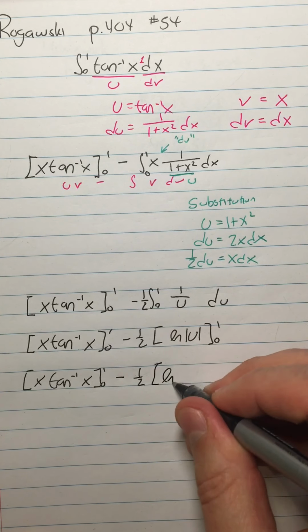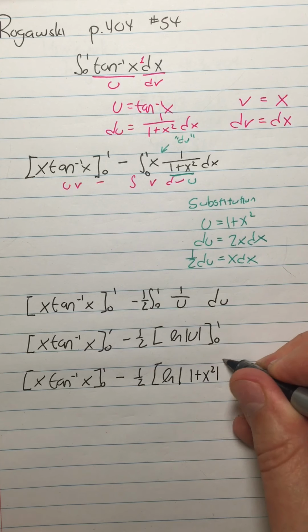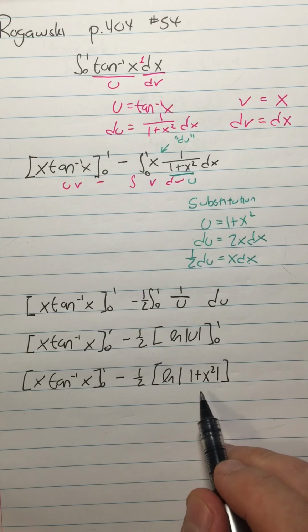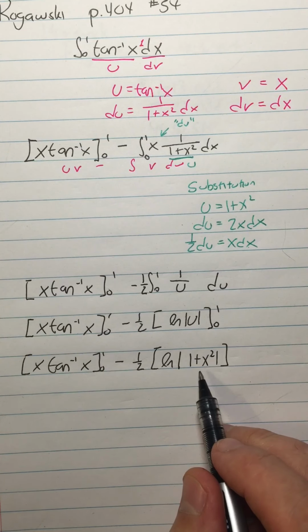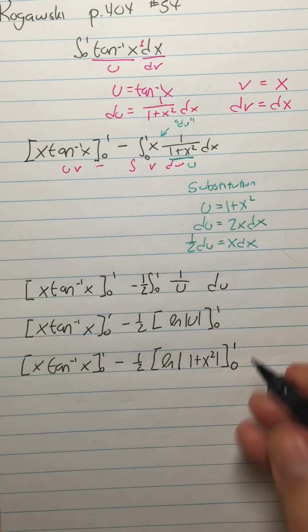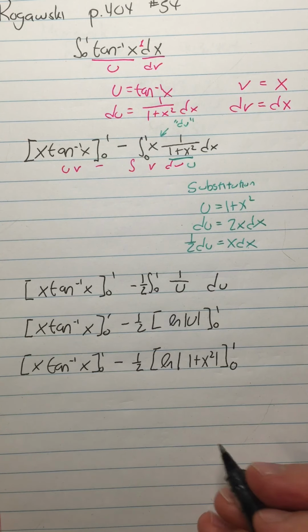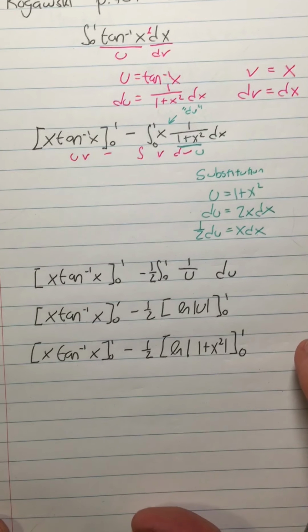So now this is ln of absolute value of 1 plus x squared. I'm keeping the absolute value. You could say at this point, I know that 1 plus x squared is always positive, therefore I could drop the absolute value. You could do that. Or you could wait till you plug in the 1 and plug in the 0 and then realize you don't need the absolute value, which is what I'm ready to do, which is plug in values.